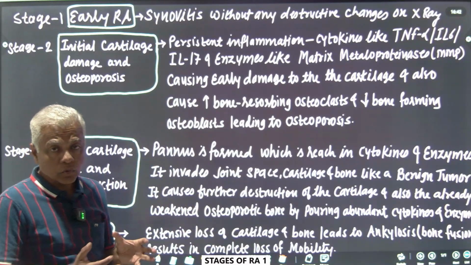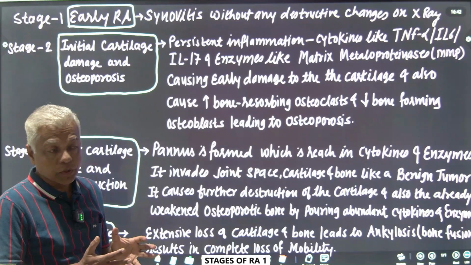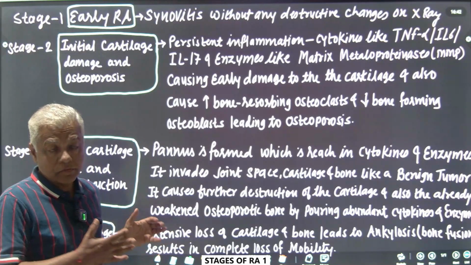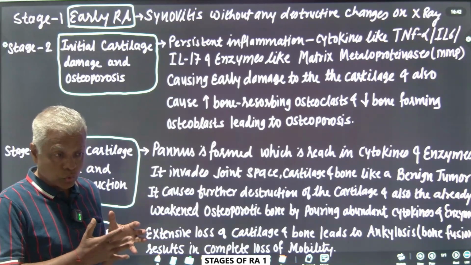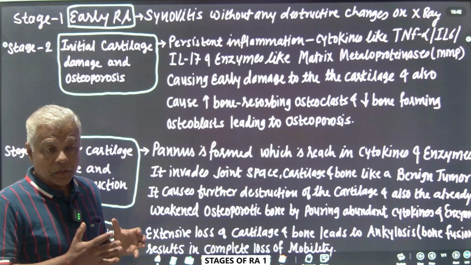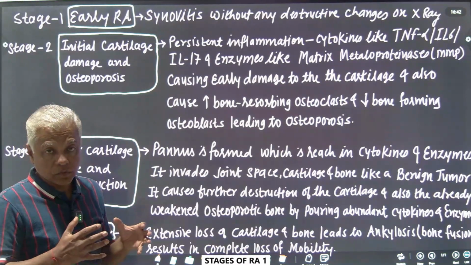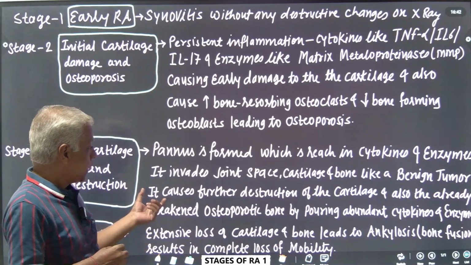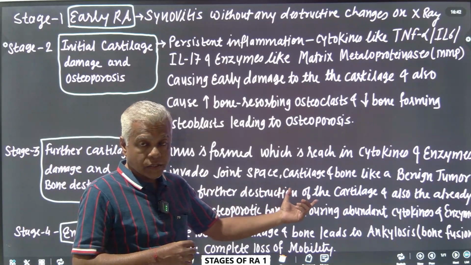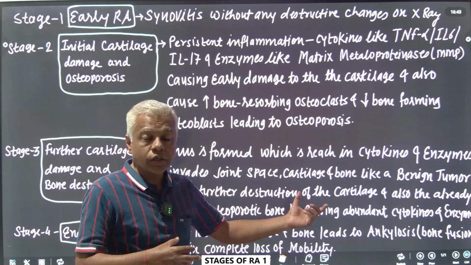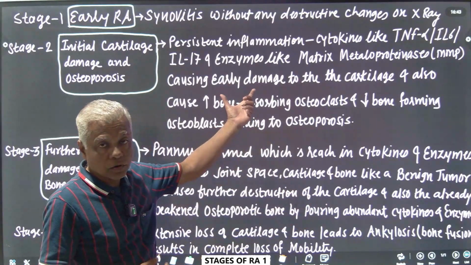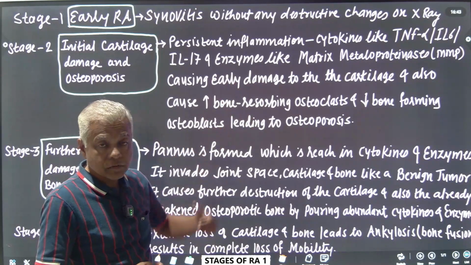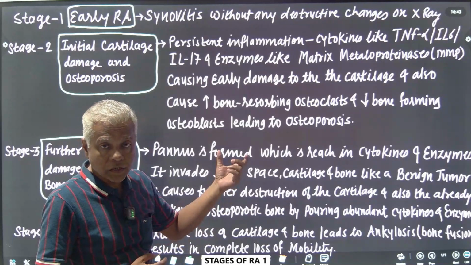So this projection which is coming out of this synovial membrane, this growth is acting like a benign tumor. It is not only invading the joint space, but also it is invading the cartilage and the bone, and it causes further destruction of the cartilage. So this PANNUS is causing further destruction of the cartilage, because already early cartilage damage we have here in the second stage because of the cytokines and because of the enzymes which are secreted by the cells.